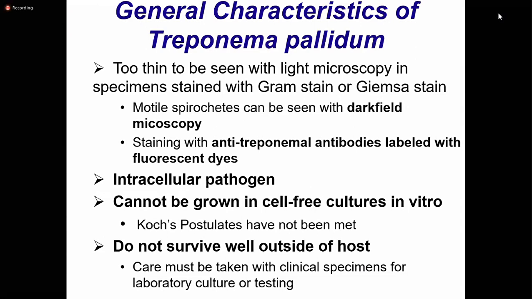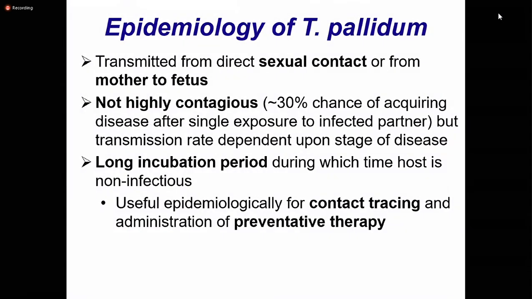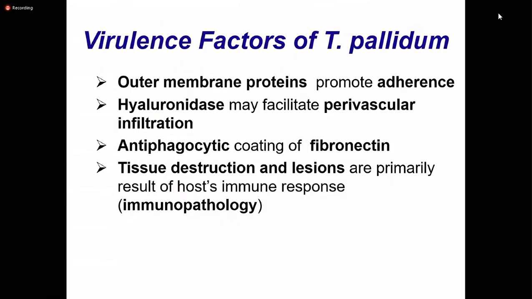It is an intracellular organism; you cannot grow it in vitro and it does not survive outside the host. It must be transmitted sexually, and you have to take care when you take a specimen and transmit it to the lab for testing. What is the epidemiology? Transmitted directly by sexual contact or from mother to fetus as congenital, not highly contagious, and it has a long incubation period during which the host is non-infectious. And this is important from the clinical point of view.